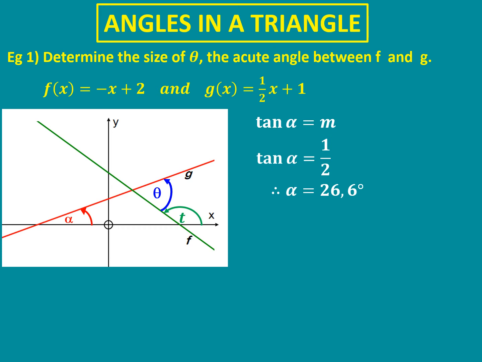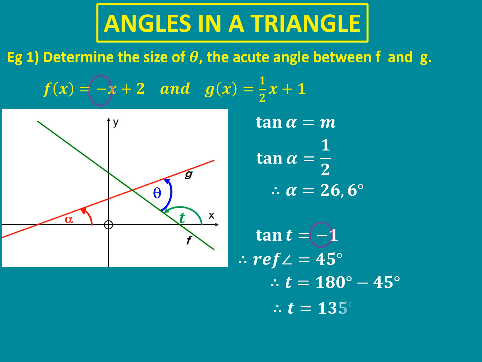To find out angle T, I need to use the gradient of f. And the gradient of f is minus 1. So tan of T is equal to minus 1. Now remember, because of that negative, I have to work out a reference angle first. So shift tan 1 gives me a reference angle of 45 degrees. And then the negative must remind me to work with the second quadrant. And the rule in the second quadrant is 180 minus. So T will be 180 degrees minus 45 degrees, which is 135 degrees.